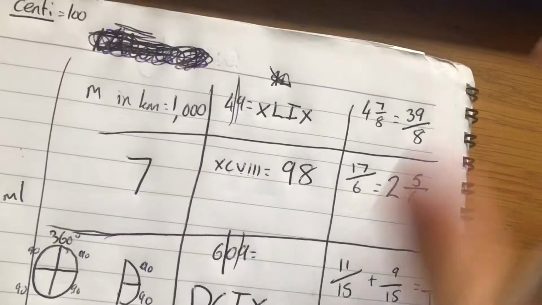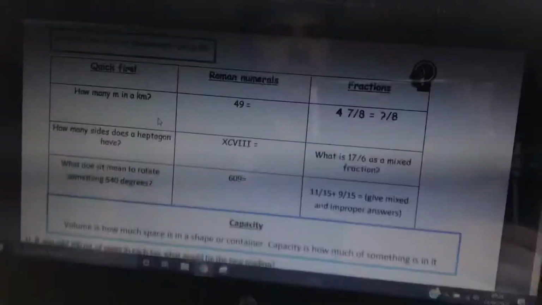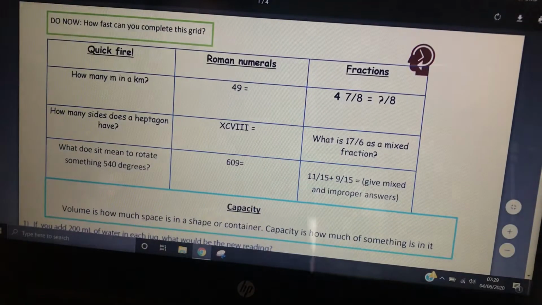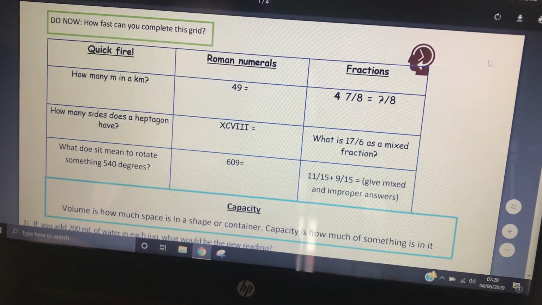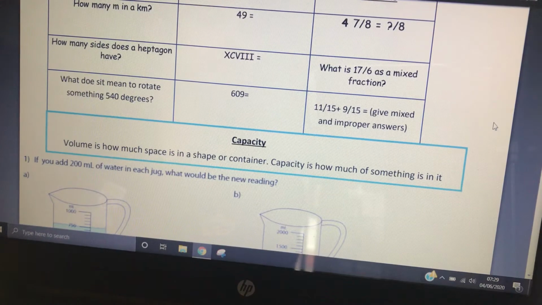Right, on to what we're looking at today. So the last couple of days we've been looking at volume, and I just wanted to have a quick look at capacity because they can sometimes get muddled up.